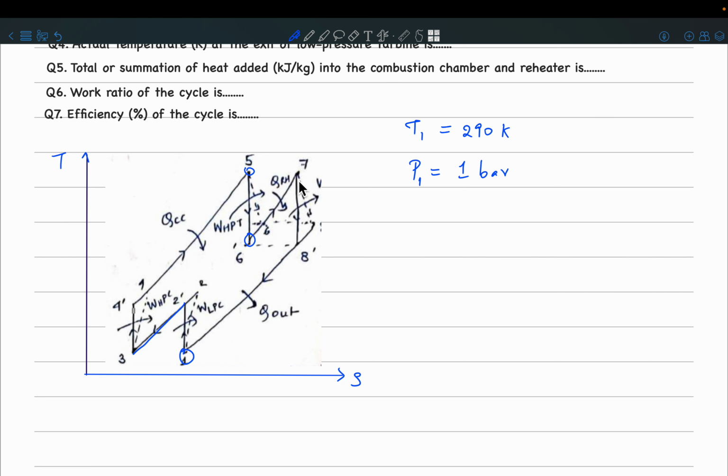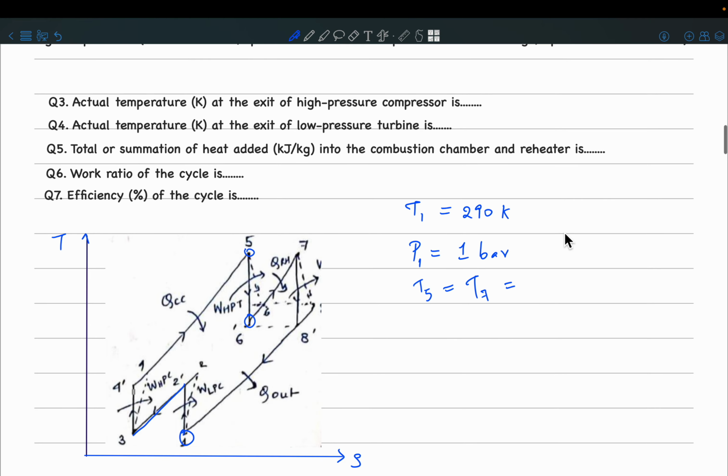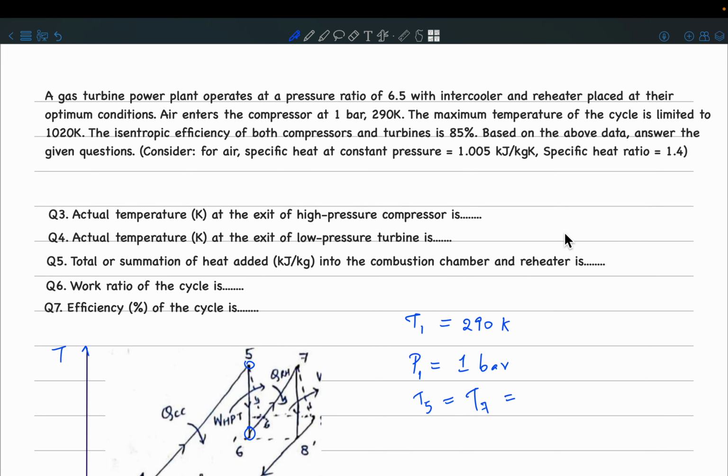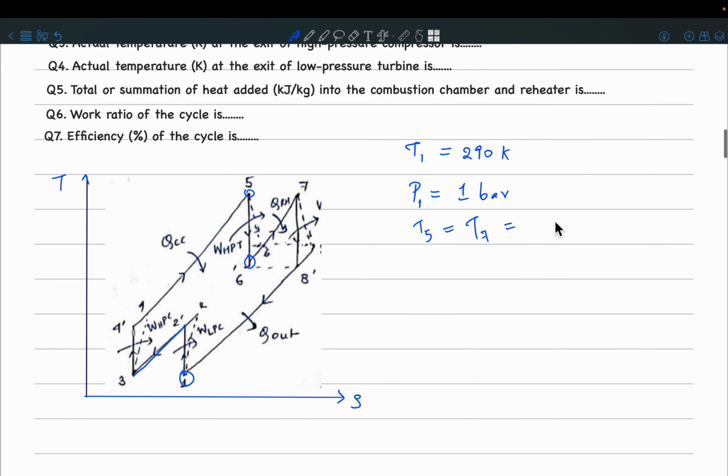to achieve higher temperatures. And remember that in an ideal situation, what is going to happen is that T5 is equal to T7, and that is equal to the maximum achievable temperature, which is given to us as 1020 Kelvin. Okay, and then finally 7 to 8 is your low pressure turbine and nozzle. That is the entire cycle.